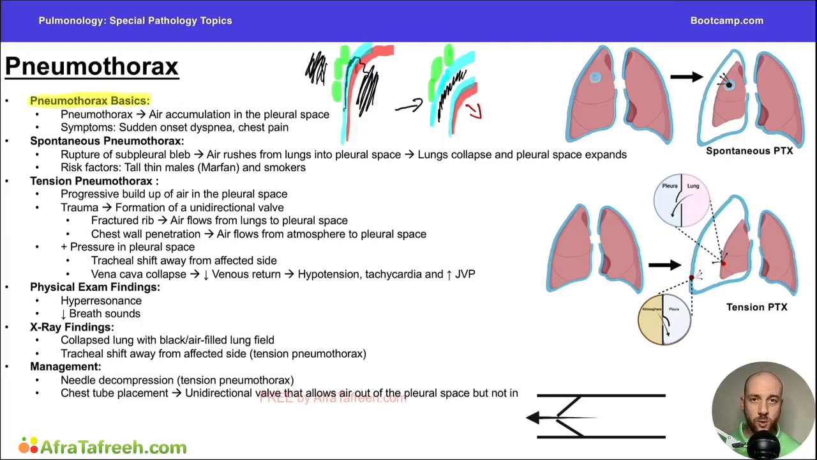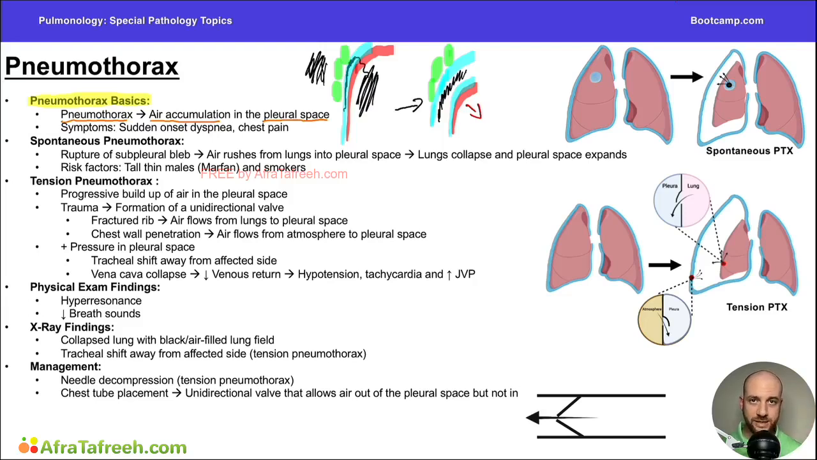So a lot of people equate pneumothorax to the collapse of the lungs, and this is to some degree true, but the more accurate definition of a pneumothorax is air accumulation within the pleural space. And like we just described, when you have air accumulation in the pleural space, you're going to be abolishing the connection between the lungs and the chest wall, and as a result, the lung will collapse.